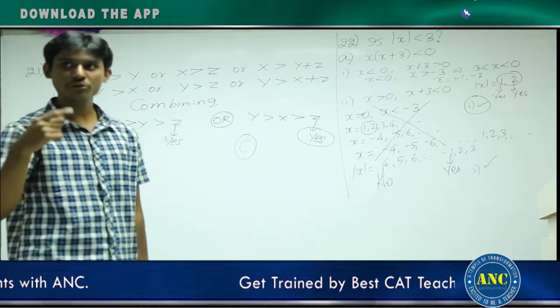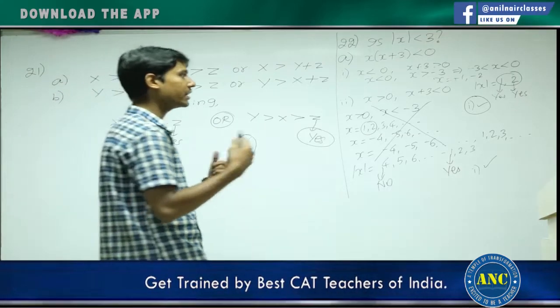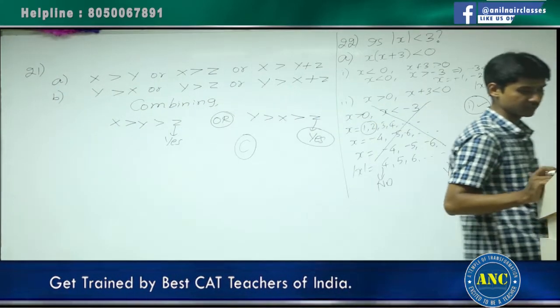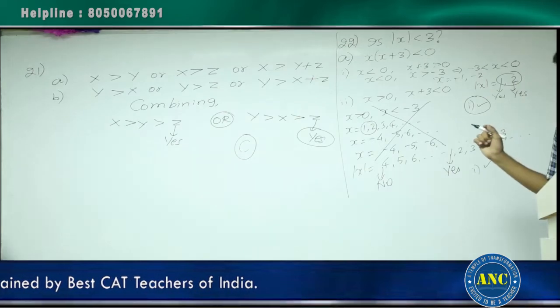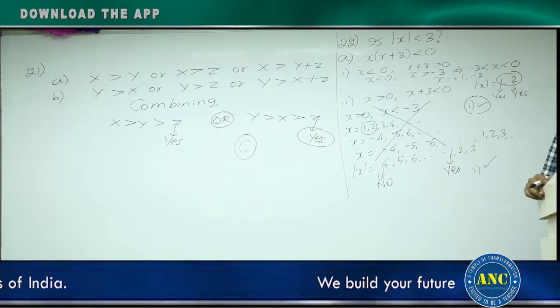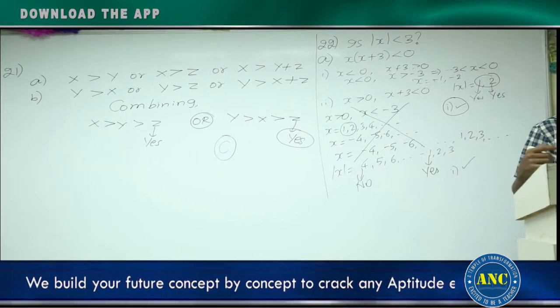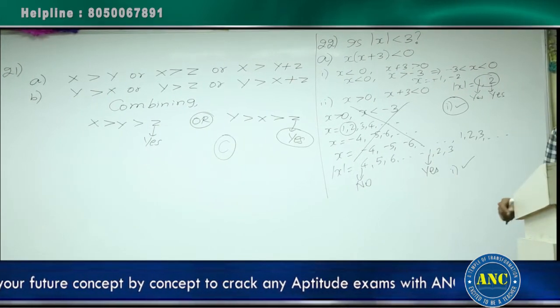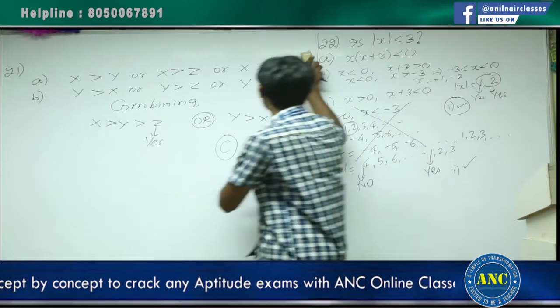Right? Now move on to statement 2. Is statement 2 sufficient or not? Let us check it out. Do you have a doubt? Statement 2 alone. What is statement 2 alone? X into x minus 3 is greater than 0. X into x minus 3 is greater than 0. See here.